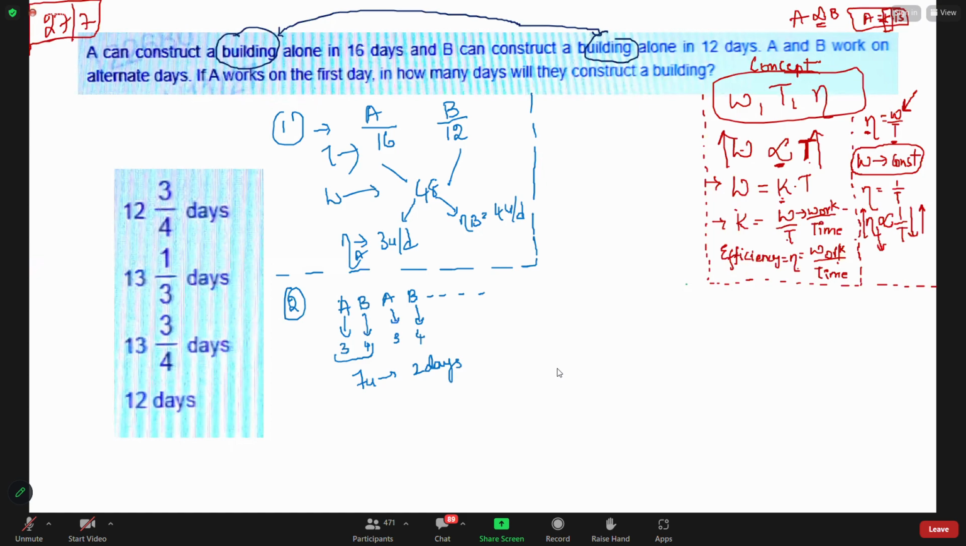Okay. But what is the total amount of work to be done? 48 units. So till here, we got how much work is done in 2 days of time. Okay. Is this also clear? Harika? Step 1 and 2 clear, everyone?